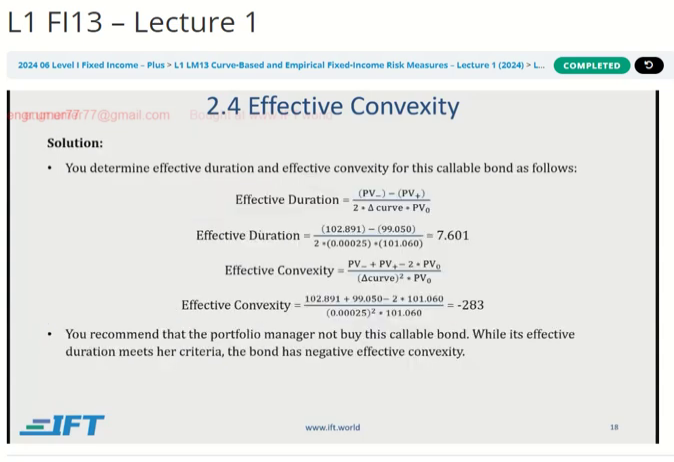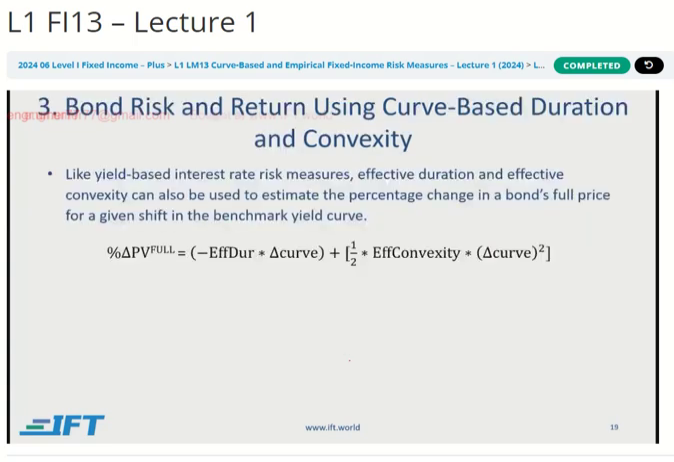Right, so hopefully you were able to get the duration and the convexity, and you also made the right recommendation that the portfolio manager should not buy this callable bond, because even though the duration is between 7 and 8, the convexity is negative, and he or she is looking for a positive convexity. So therefore, we should not go for this because the convexity is negative.